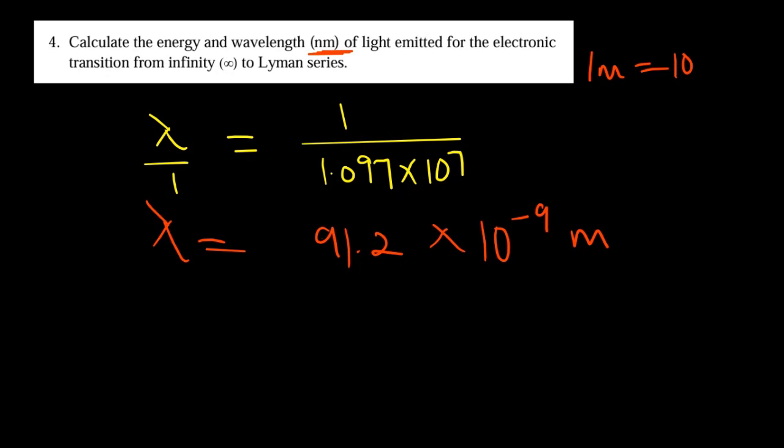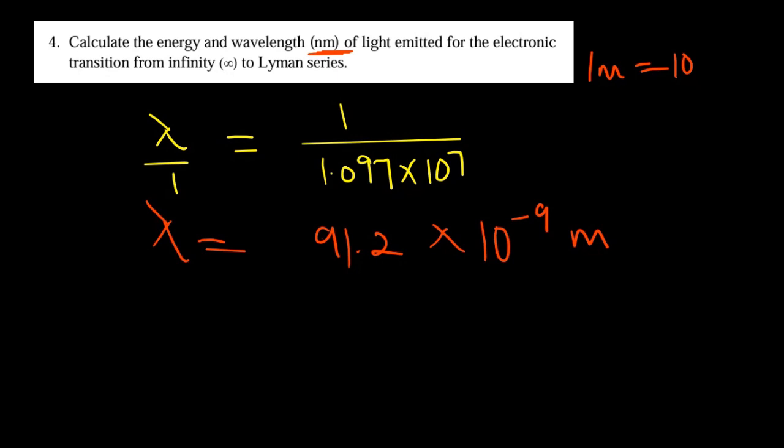I think this one is not correct. So let me punch this again into my calculator. I'm getting confused. Okay, let's punch it again. So I have 1 divided by 1.097 multiplied by 10 to the power 7. I'm getting 91.2. All right, I'm correct. So this is the value of the lambda. I thought my calculator was wrong.